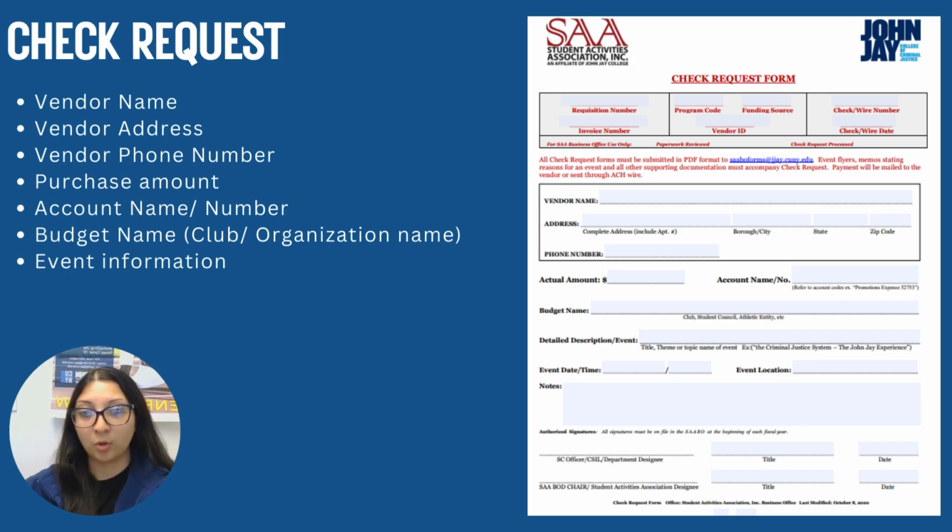I will now be going over what the check request form looks like and what it entails. So it lets you put your chosen vendor name along with the vendor information. This is their address and their phone number. You will also put the actual amount, so how much your trip will cost, the account name and number, the budget name, which is your club name, a detailed description of your event, so the event information, so the event title, the date, time, and location.